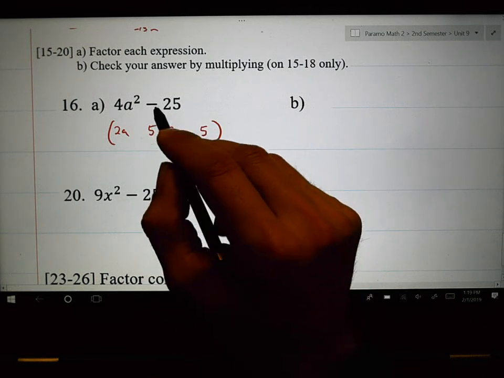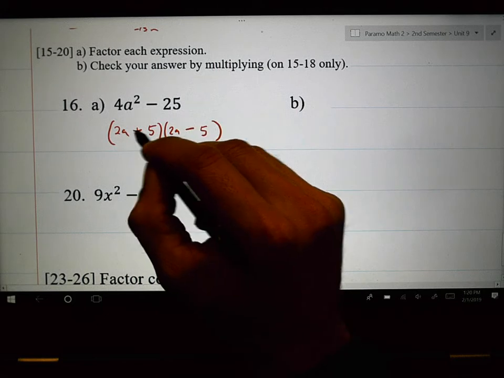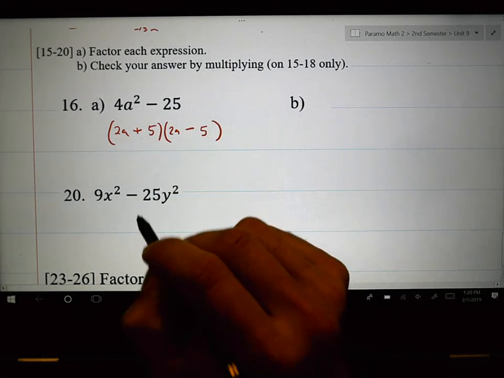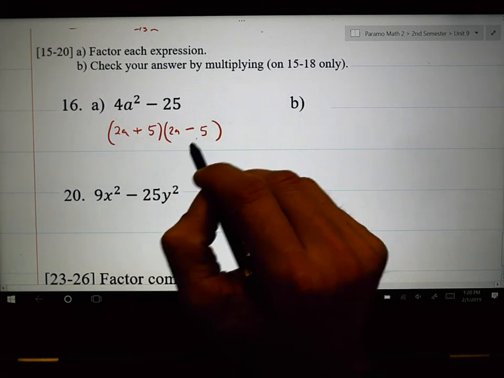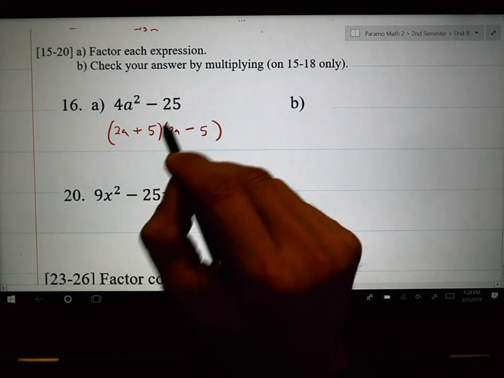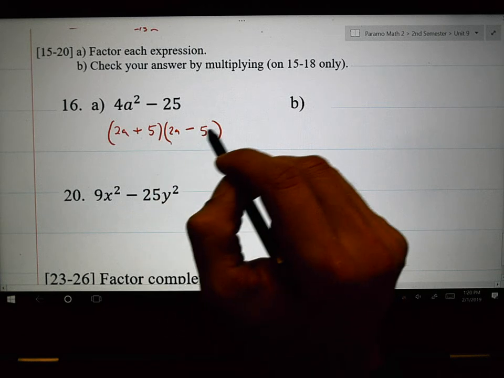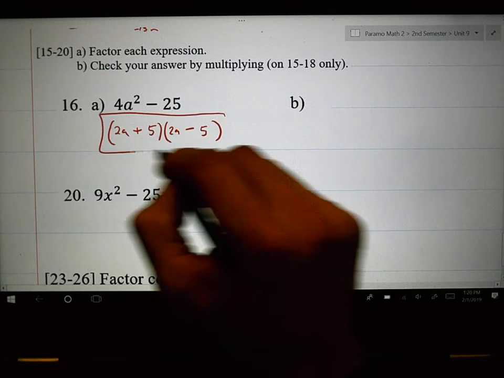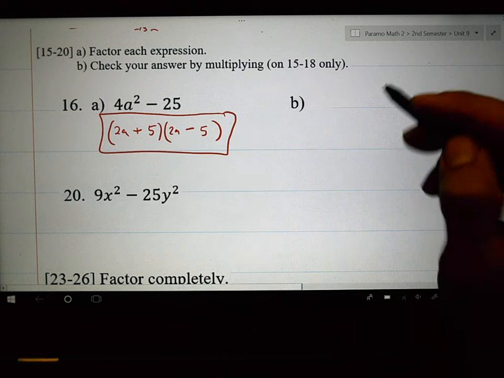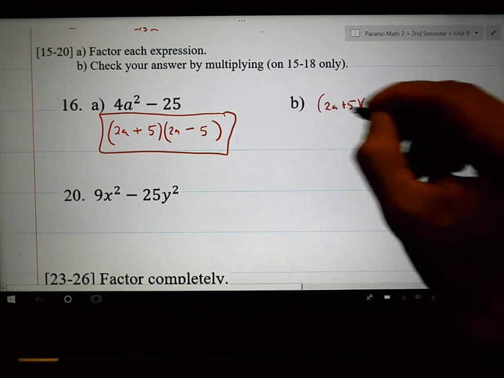The only way to get to a negative is to have 1 positive and 1 negative. And that makes the outside a negative 10a and the inside a positive 10a, which means that the O and the I will cancel out. This is the answer to this difference of squares. I'll prove it to you by multiplication, which is part B of this question.